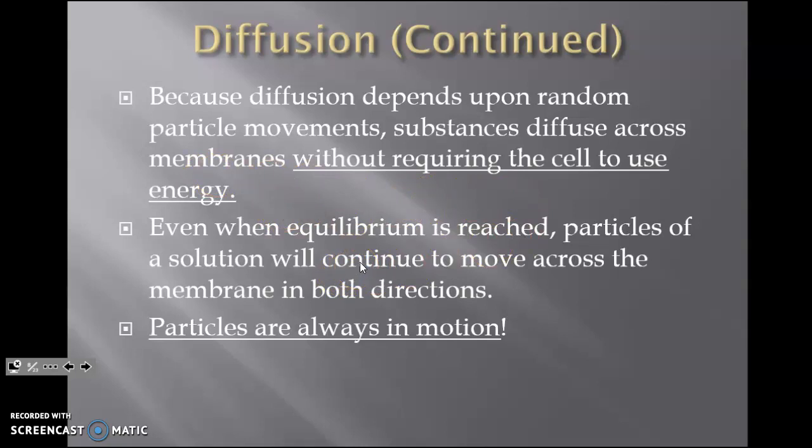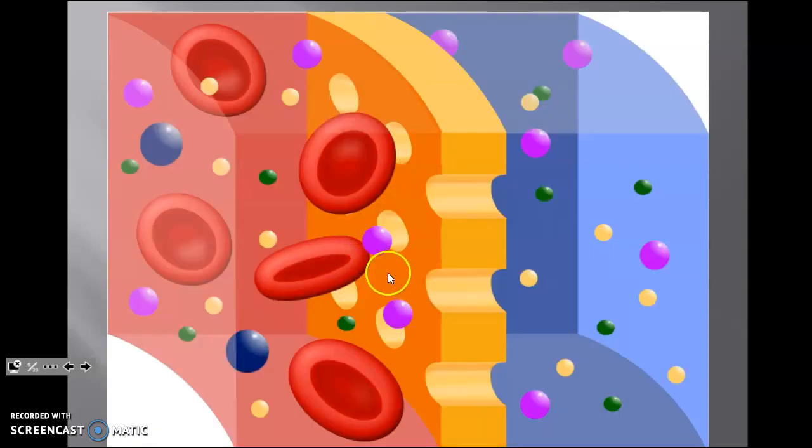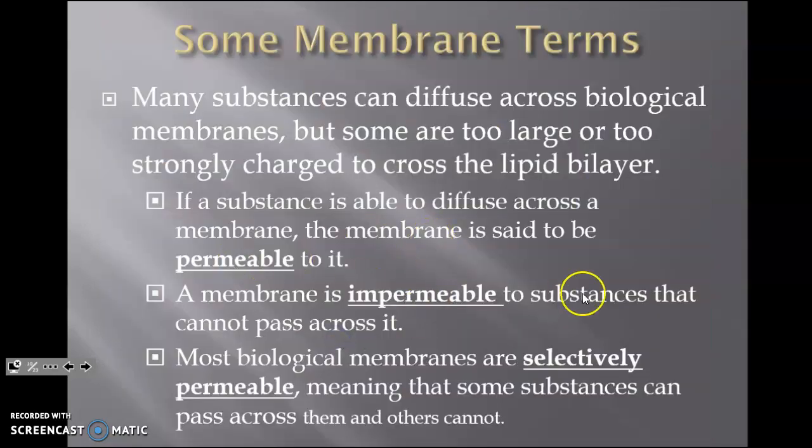And the reason why this happens is because particles are always in motion. They're always moving, and they're always trying to create some kind of stability. So that's why diffusion happens. So here's another example in a picture here. Here's some high concentrations over here, some lower concentrations over here. So it can move from high concentration to low concentration.